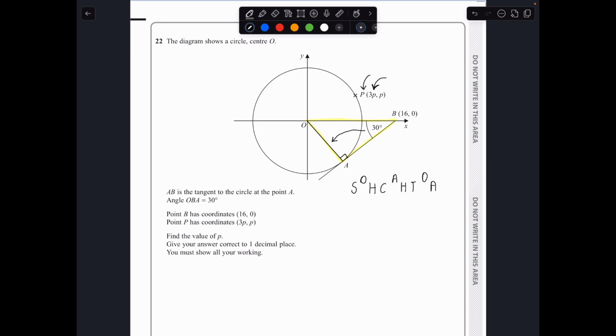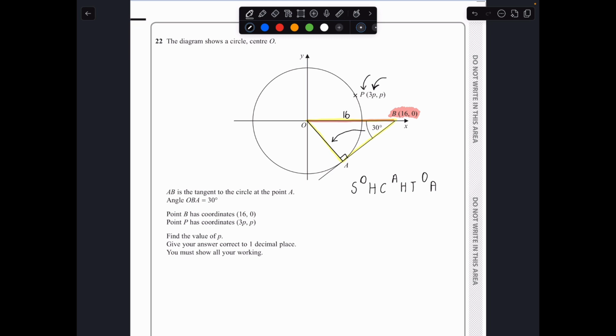But has the question given us anything else which is useful? The key thing that's really useful here is this coordinate here, B, which is (16, 0). So in other words, what the examiner has basically given us is the length of this red line here. They've told us that length is 16. But then if we look at this red length here, what is that in terms of our triangle? It's our hypotenuse, isn't it?